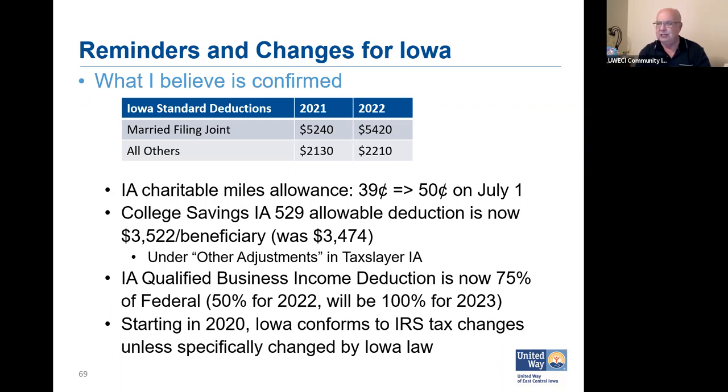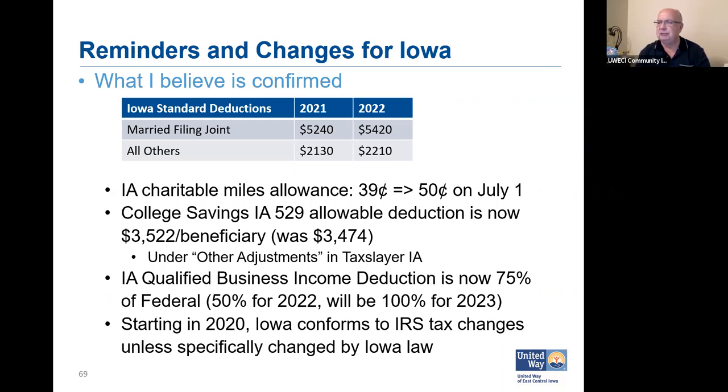College savings, Iowa 529 accounts, allowable deduction per beneficiary went up a little bit. And that was not necessarily intuitive. You have to go under other adjustments in the tax layer, in the Iowa section, state section, to find that to put it in.